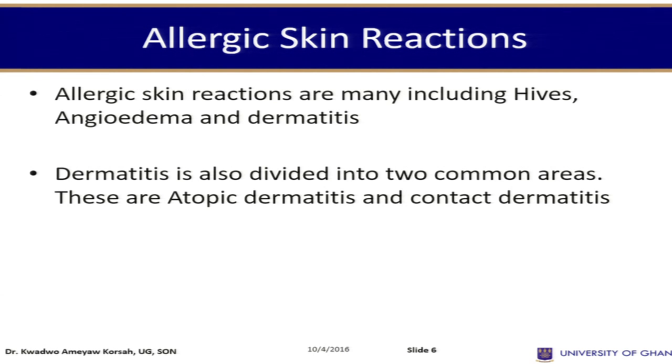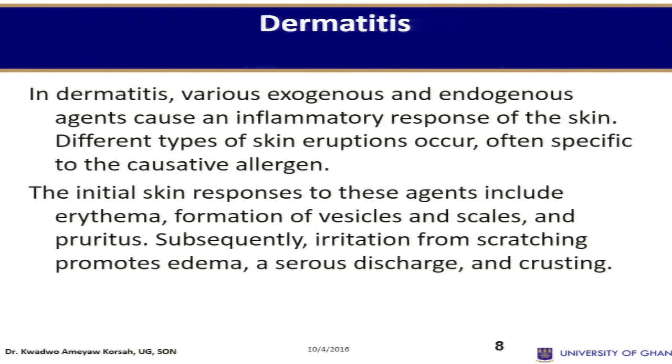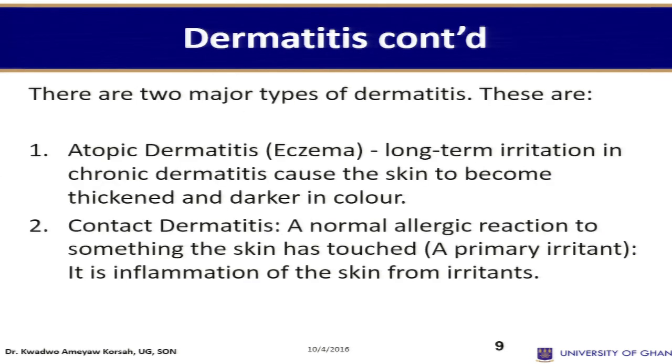So I have provided the notes for allergic reactions, and for dermatitis, as I've told you, we have atopic dermatitis and then contact dermatitis. I have the definition for dermatitis in general, and that is inflammation of the skin characterized by erythema, pain, and itching. Dermatitis may be chronic, and we have several factors and two major types. We have atopic, and then we have contact dermatitis.